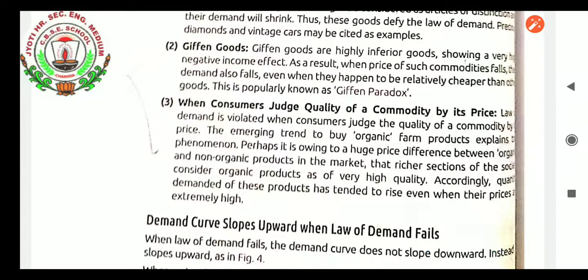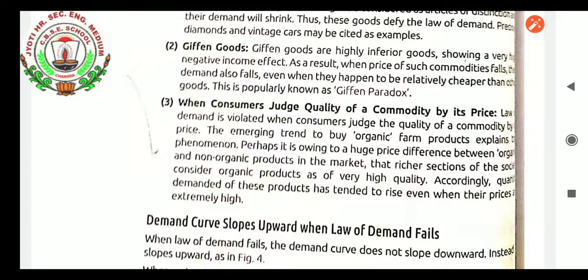When consumers judge the quality of a commodity by its price, the law of demand is violated. The emerging trend to buy organic farm products explains this phenomenon. Perhaps it is owing to a huge price difference between organic and non-organic products in the market. The richer sections of society don't want to compromise on quality. They want organic products, though their price is high. In that situation, we will see the law of demand is not working. Accordingly, the quantity demanded of these products has tended to rise even when the prices are extremely high.